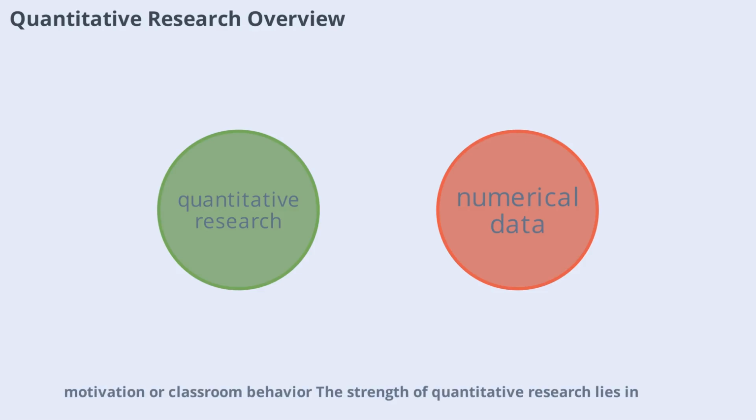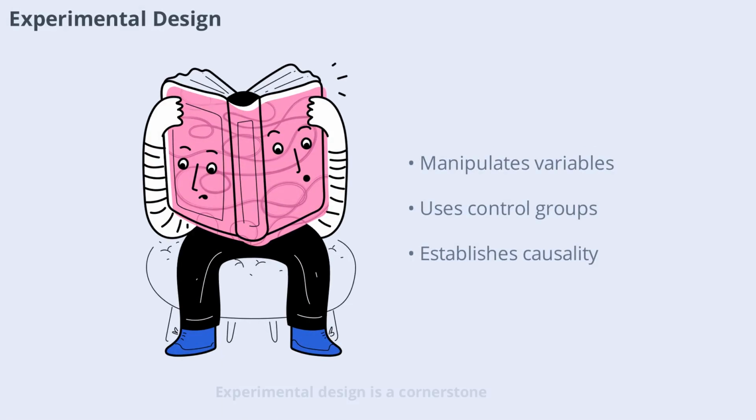The strength of quantitative research lies in its ability to generalize findings to larger populations, thanks to its structured and objective approach. However, it may sometimes overlook the complexity of individual experiences. Next, we'll look at some common quantitative research designs. Experimental design is a cornerstone of quantitative research in educational psychology.